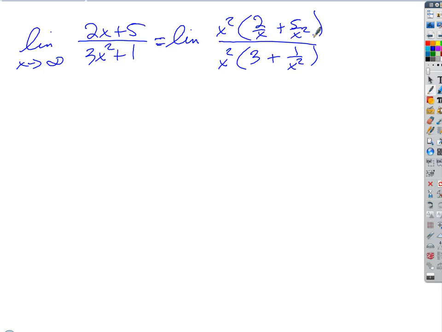Okay, so in the limit, as x approaches infinity, we can cancel those. In the limit, what happens? What's that do? 0. What's that do? 0. What's that do? 0. So the limit is 0 divided by 3, which is 0. Okay?